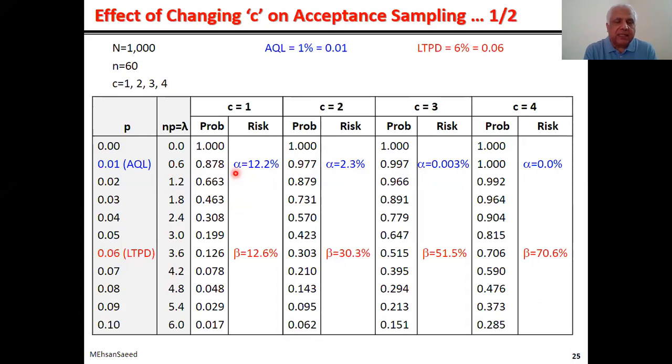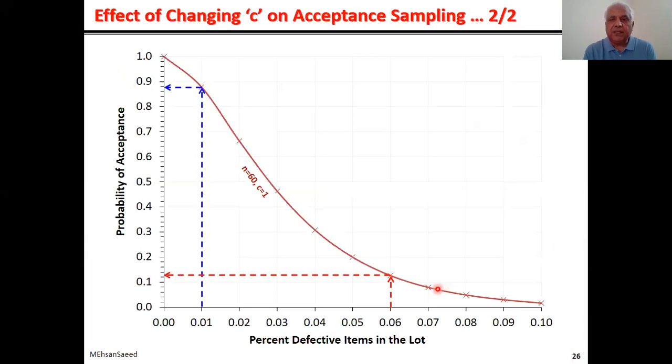So alpha risk is reducing at a very gentle pace from 12% to 2, then 0. But look at beta risk, 12%, 30%, 51%, 71%. And now let's look at our OC curves. This is the original curve, and watch what happens to these risks.